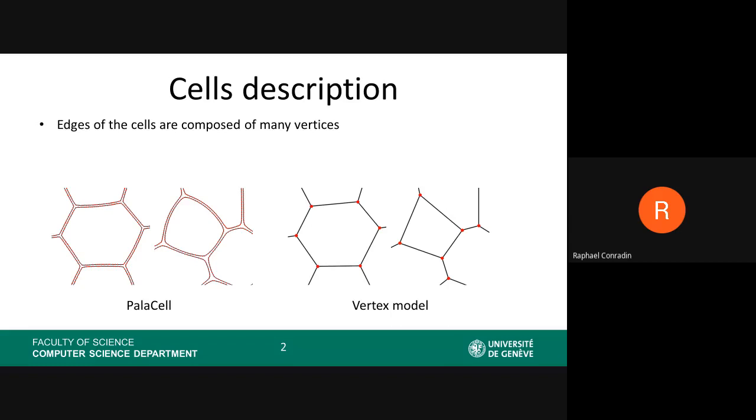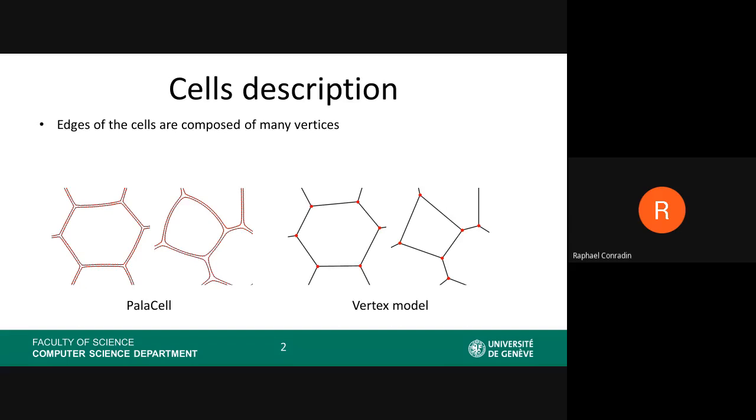So for the cell description in my model, you may know the Vertex model in order to simulate a cell. In a Vertex model, you have only a few points in order to describe the cell boundary. And between two points, it's a cell edge. And the edge is in common between two cells.